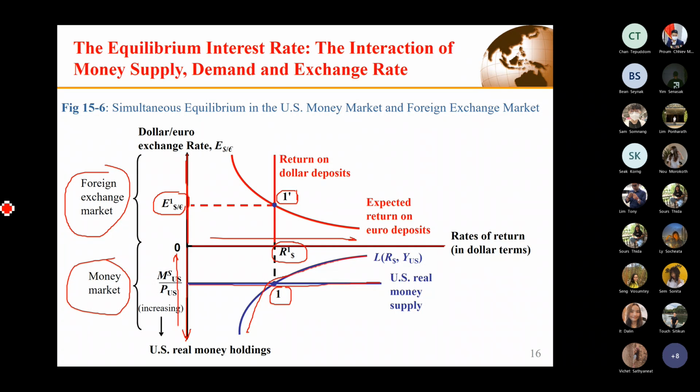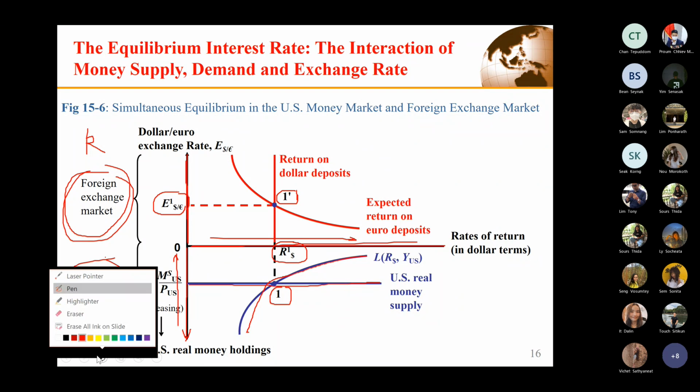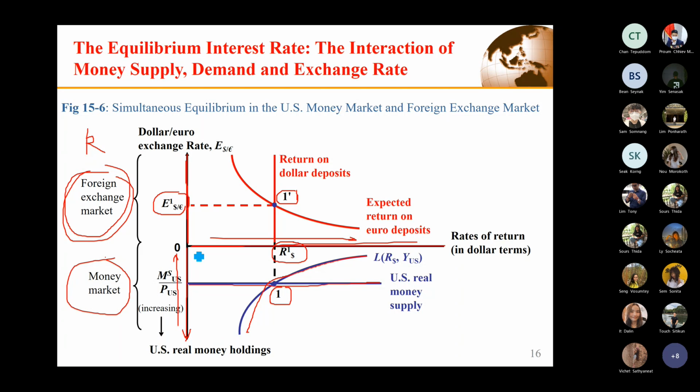If you look at this, I just rotated the money market clockwise 90 degrees. In order to combine, because in the foreign exchange market we know that the interest rate is the key driver, and now in the money market we also have the interest rate. So let me put a color here so you can see it better. This axis is the interest rate, and it's also the rate of return. They are the key that joins the two markets together, the foreign exchange market and the money market.